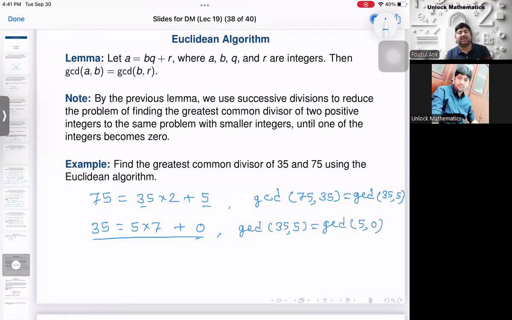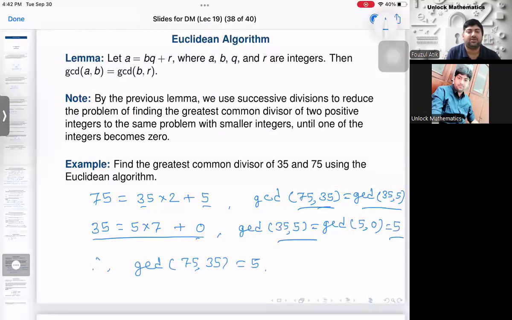But GCD of any number and 0 is always that number, because any number is divisible by 0. So that number will be the greatest common divisor. So GCD of 5, 0 is 5. Now I have two equations, this one and this one. If I apply them together, what will I get? GCD of 75, 35 is equal to GCD of 35, 5, which is equal to 5. Therefore GCD of 75, 35 is equal to 5. Our problem is done. Clear?